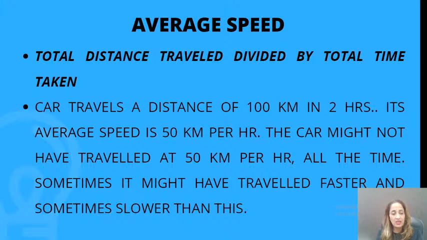So average speed, as I just said, is the total distance traveled divided by the total time taken. It is called the average speed of a car, or any object, not just a car. For example, a car travels a distance of 100 kilometers in 2 hours. What would be the average speed? Total distance divided by total time.